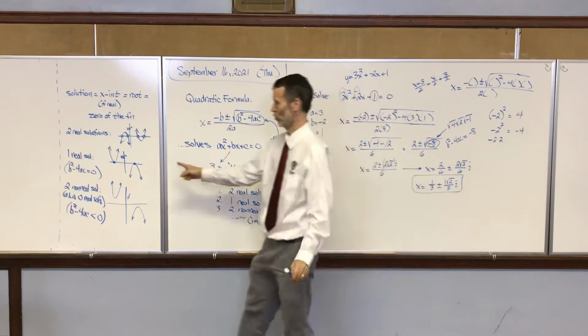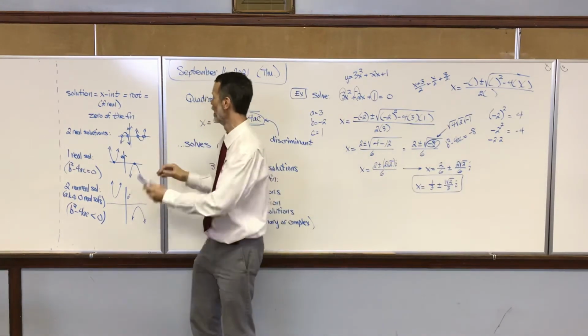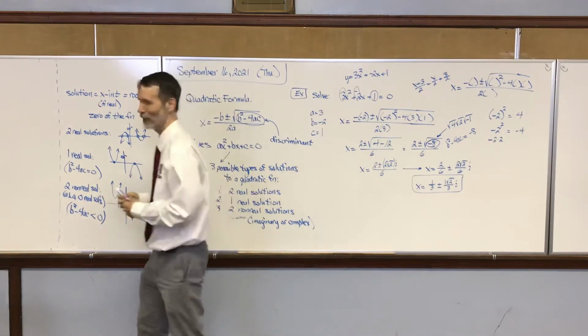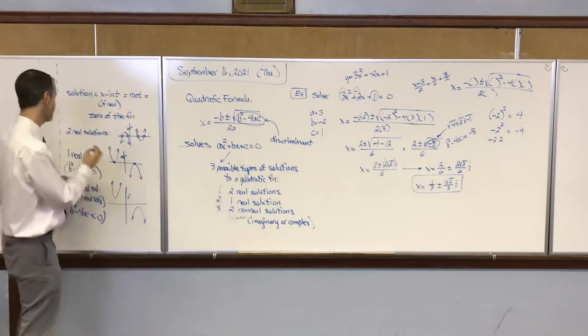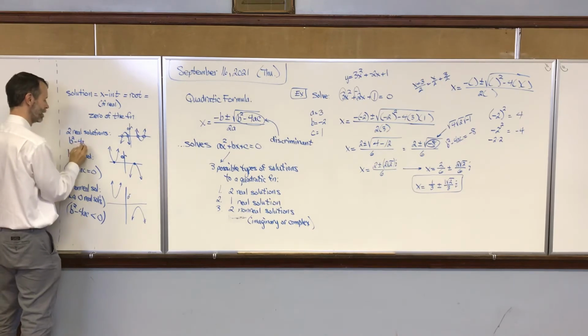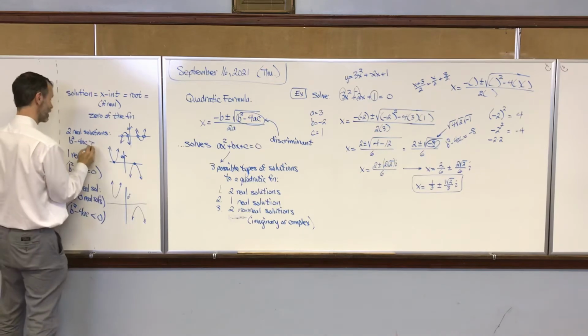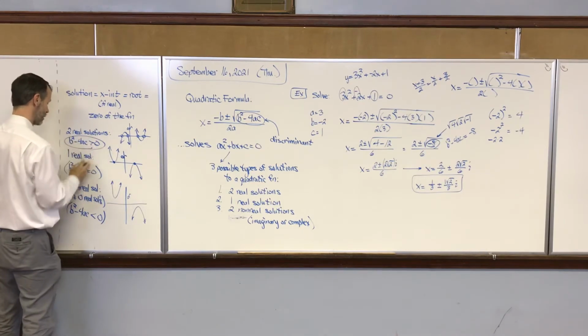That's when you get one of these rare cases where it just barely touches the x-axis. And then 2 real solutions. Can anybody guess what the condition would be? What would happen with b squared minus 4ac in this case? This is the most common. It's greater than 0. It's positive.